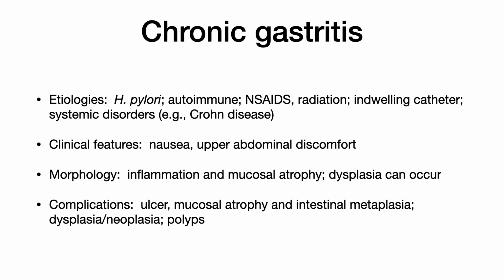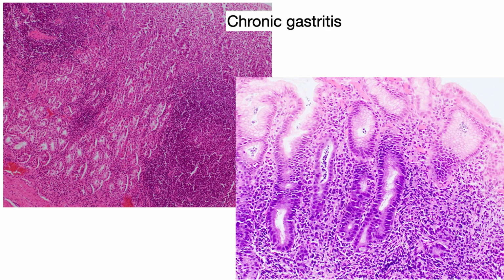And then the dysplasia and neoplasia, and can contribute to gastric polyps, as we talked about. Chronic gastritis, so this just shows microscopically. You can see the stomach glands, and then scattered in between all throughout, you see chronic inflammatory cells.